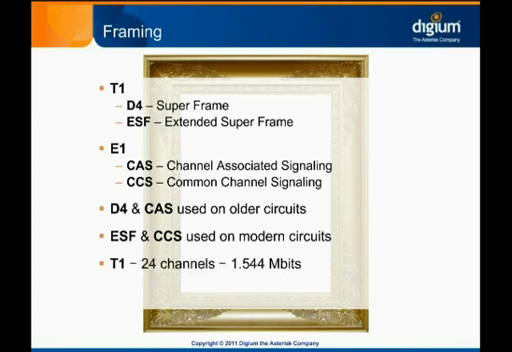T1 frames consist of 24 time slots or channels and have a total bandwidth of 1.544 megabits. E1 frames use 32 time slots and have a total bandwidth of 2.048 megabits. The inner workings of T1 and E1 framing aren't relevant to the everyday administration of an Asterisk system, so we won't go into further depth here. There are numerous resources available on the internet to describe each framing scheme in detail.